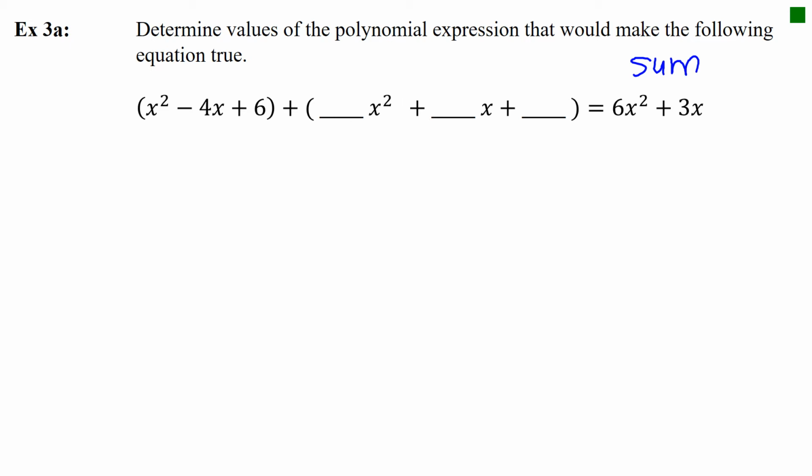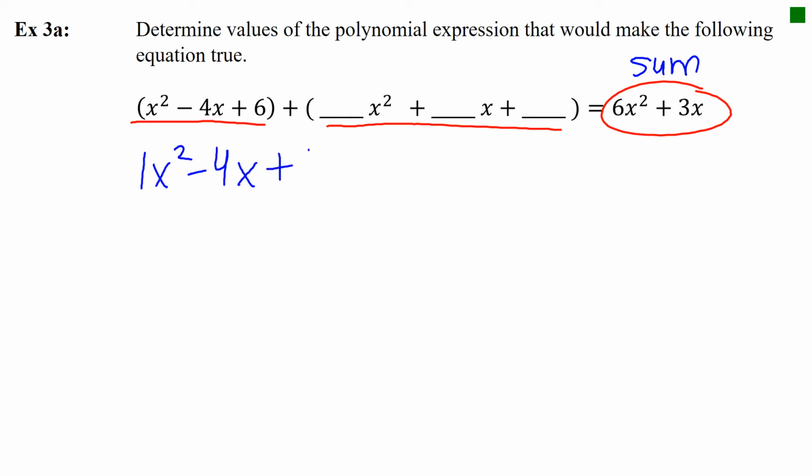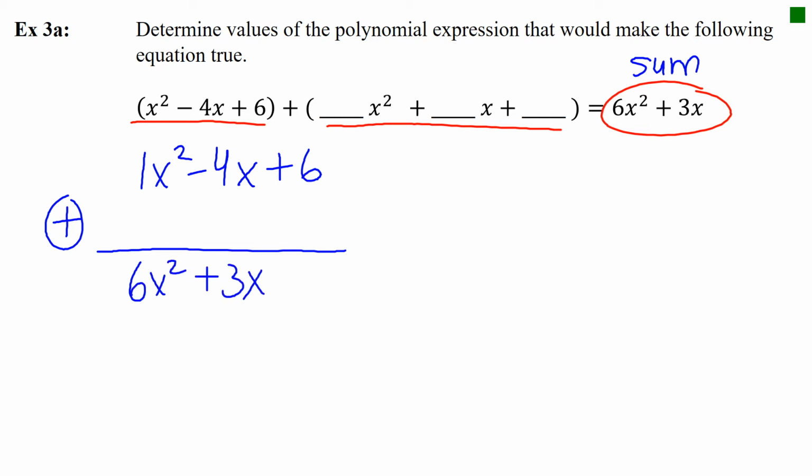Okay. Now, they give you one of the values that was added. We don't know the other one, and then they finally give us a sum. So I'm just going to set up a simple setup right here. I'm going to take the first thing that was added. So that was 1x squared minus 4x plus 6. We know that something was added to it, and that finally our answer was 6x squared plus 3x. So 6x squared will go right underneath the 1x squared. Positive 3x will go under the minus 4x. And then I'm going to put a positive 0 here just to show that we ended up with no constant.